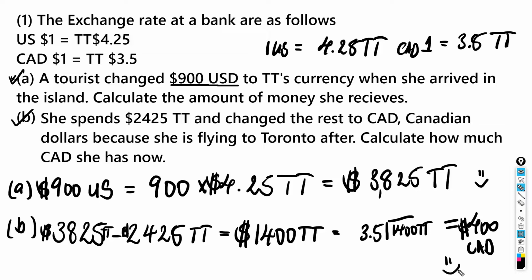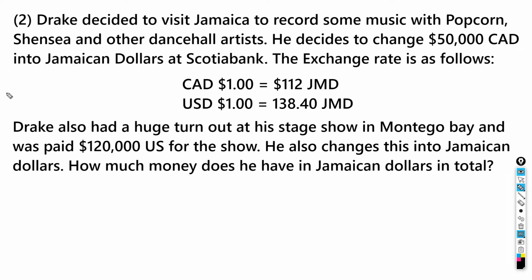All right, guys, so let's do one more example. So we're looking at the second example here. It says Drake decided to visit Jamaica to record some music with Popcorn, Shensia, and some other dancehall artists, right? He decides to change 50,000 Canadian dollars, because Drake is from Canada, right? And into Jamaican dollars at Scotiabank.